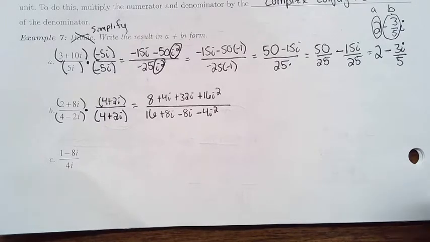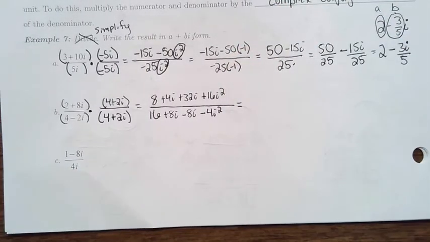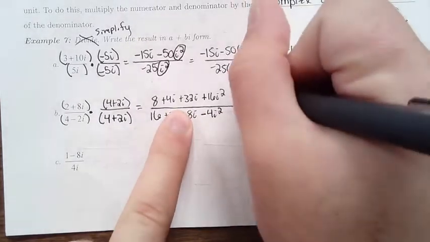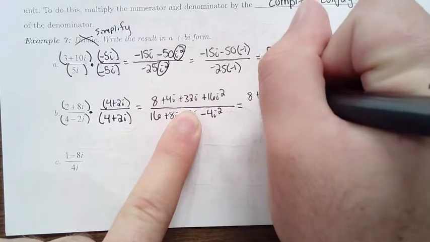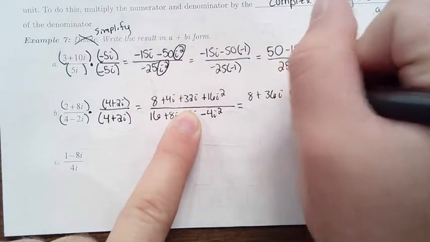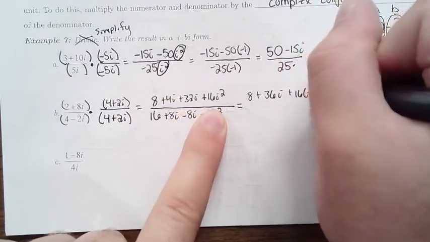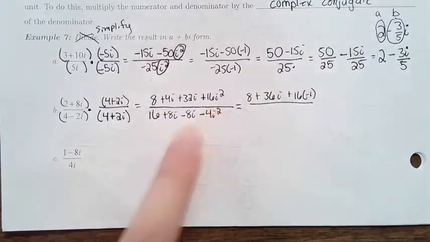From there, I need to start to simplify. The first thing I usually simplify are my regular i's. So I end up with a 4. Plus 4i and 32i gives me 36i. While I'm at it, I am going to change my i squareds to a negative 1. Then I'll do the same thing on the bottom here.